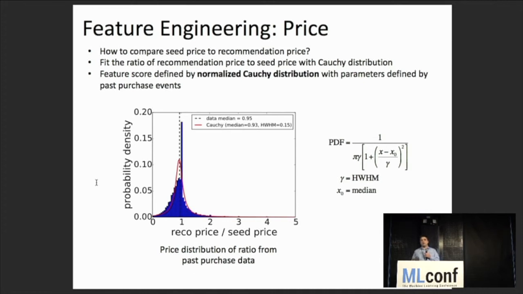So what we did is we modeled the ratio of the reco price, the recommendation price, to the seed price of the past purchase events. And we fit a Cauchy distribution to that to get the long tails of the distribution to make sure that we have some sort of signal even if the ratio is really high. So that's just one example of our features. And this is a feature that compares the seed to the reco. And then we also have features that are things like item quality, which just depend on the individual items.